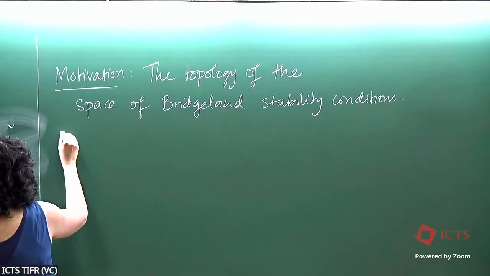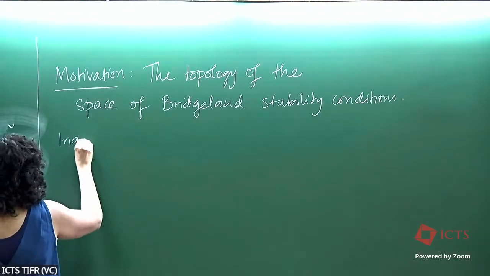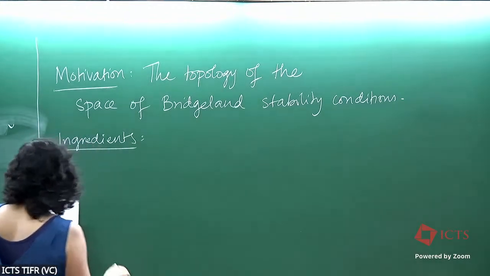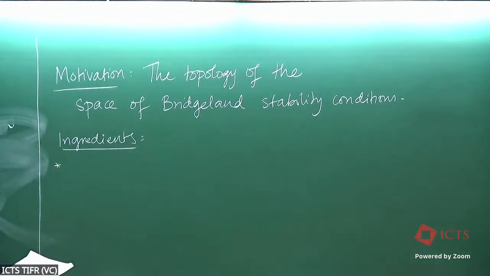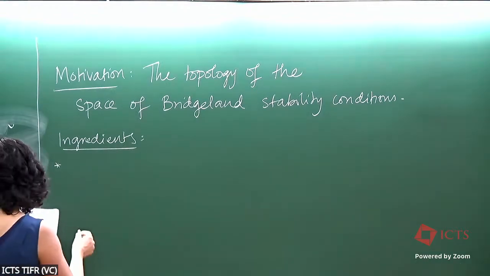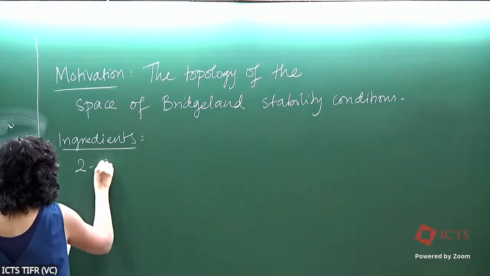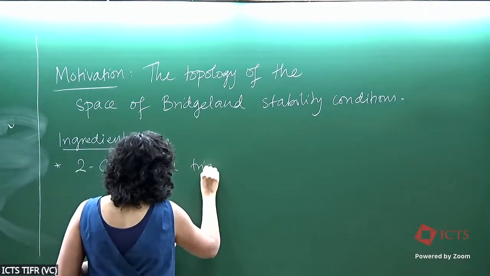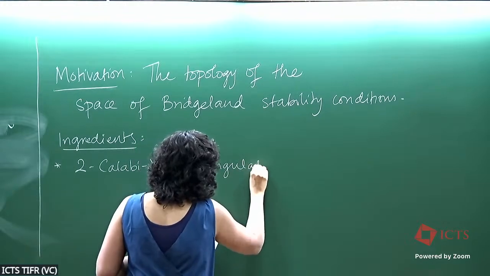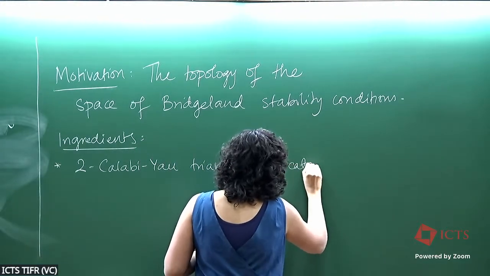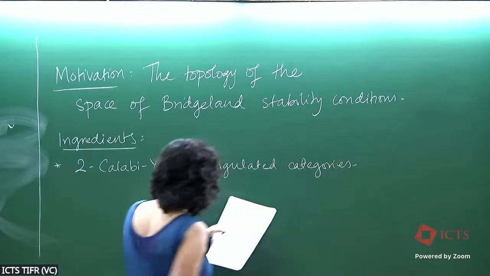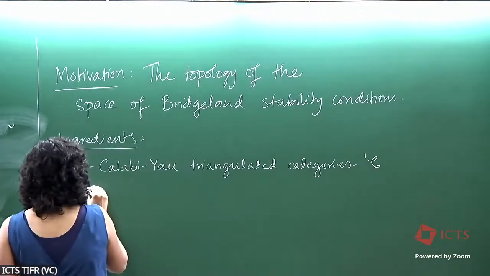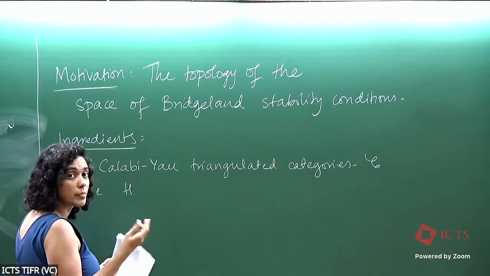And so we are going to work with some basic ingredients, which I'll list here, just so that I don't have to keep listing them again. And this will be constant throughout my talk, more or less. So we will be interested in two Calabi-Yau triangulated categories. Okay, so these are categories C, which have a symmetry property in their morphisms.